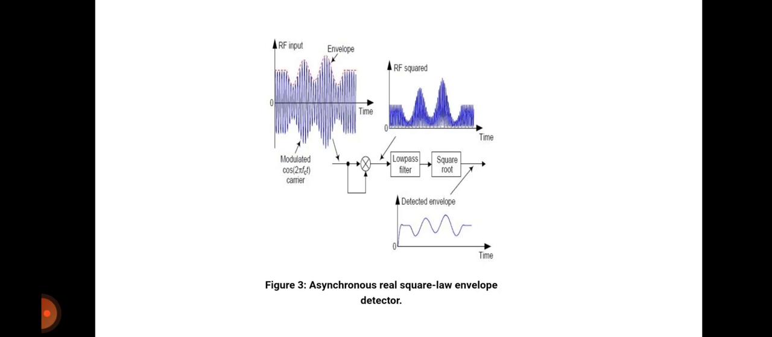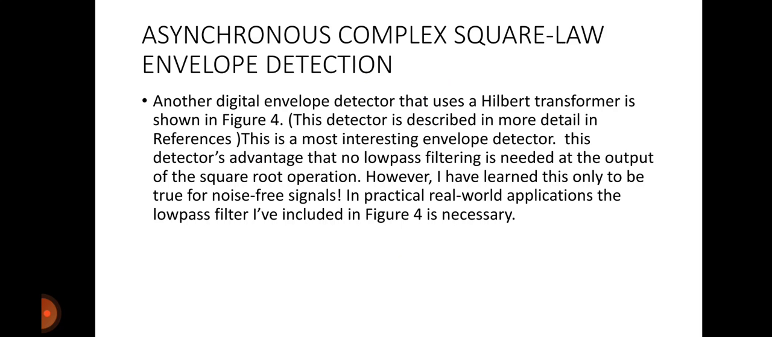So this is figure 3, where the RF is given to the product modulator and the low pass filter, and then the square root, so that the square root output is the detected envelope. This is the asynchronous real square law envelope detector. The asynchronous complex square law envelope detector, a digital envelope detector that uses the Hilbert transform, is shown in figure 4.